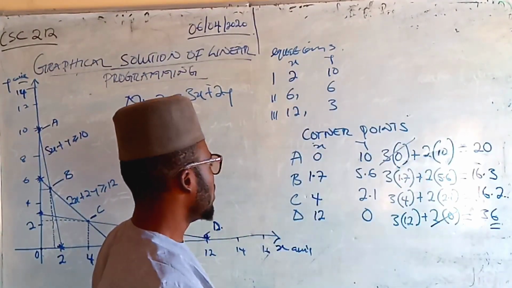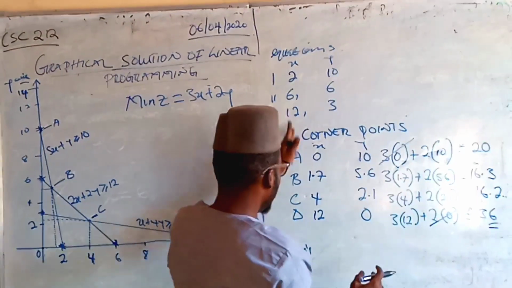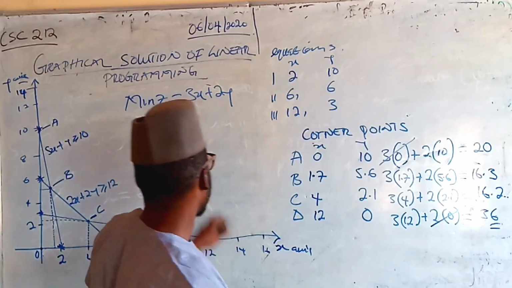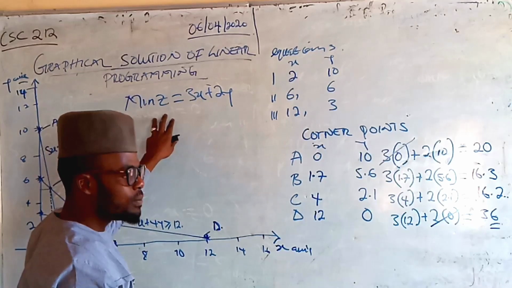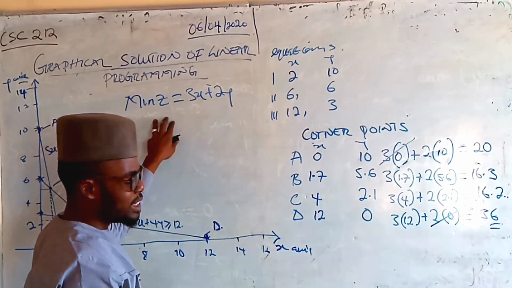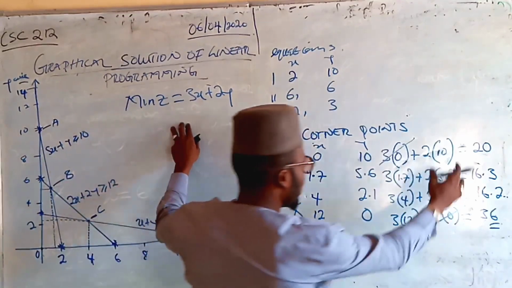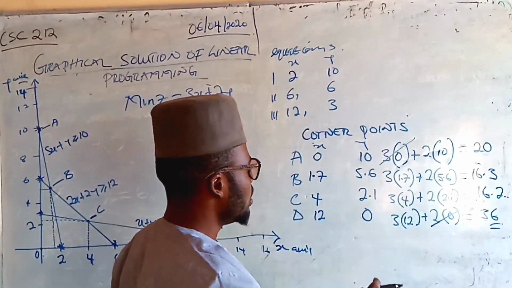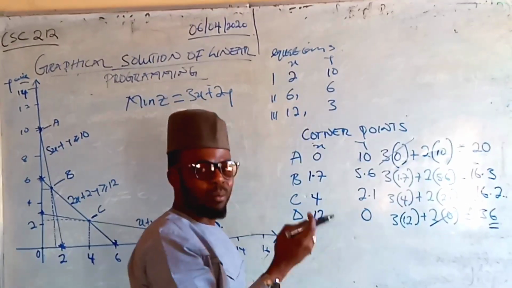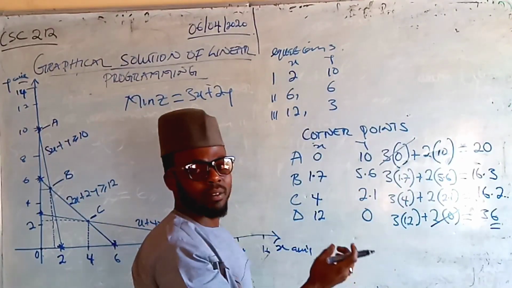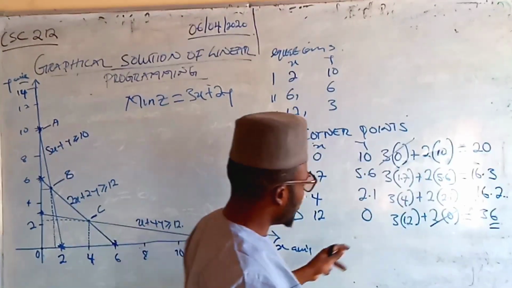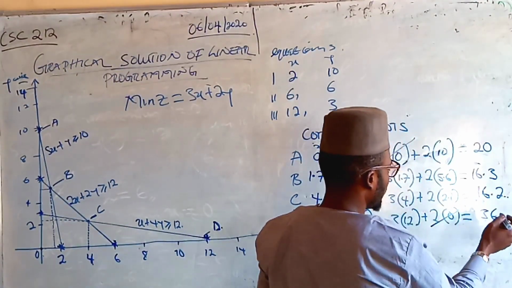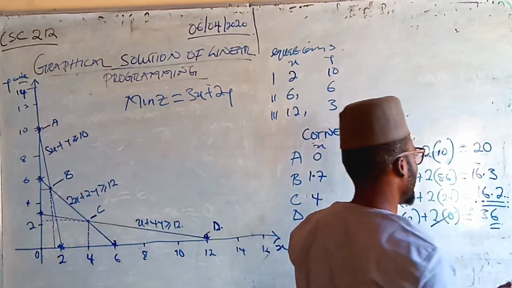So we have gotten the values for all the corner points. The next thing we should consider is that, remember, from the beginning, our objective is to minimize the cost. So in the values we have gotten, we are going to select the one which is the minimum of all the values. So the minimum here is 16.2. 16.2 is the most minimum one.